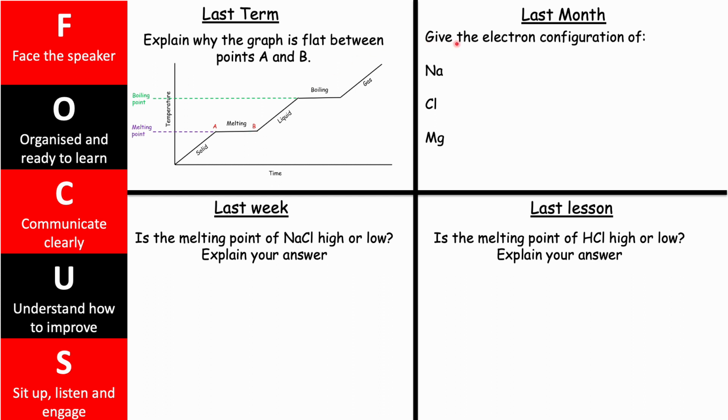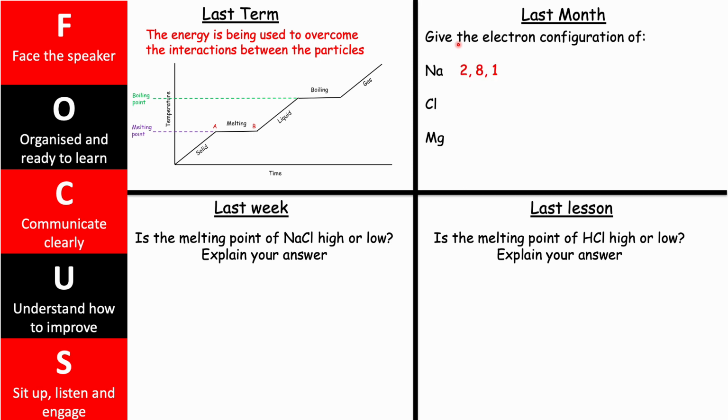You've then been asked to give the electron configuration of the following atoms. So sodium, if you look at the periodic table, has 11 electrons. We know that 2 can fit in the first shell, 8 can sit in the second shell, and that leaves 1 left over for the third shell. Chlorine has 17 electrons, so that means 2 can fit in the first shell, 8 can fit in the second shell, and 7 can fit in the outer shell.